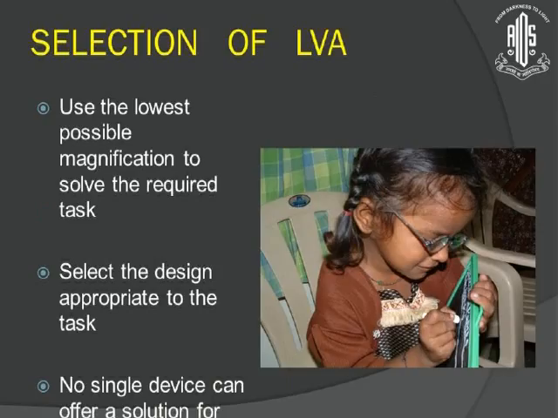Use the lowest possible magnification to solve the required task, and select the design appropriate to the task. No single device can offer a solution for all the problems posed by a visually impaired person. He may need to carry more than one visual aid for different tasks.